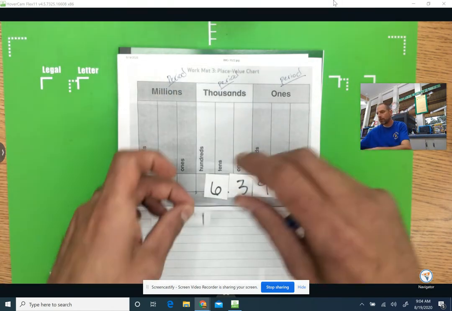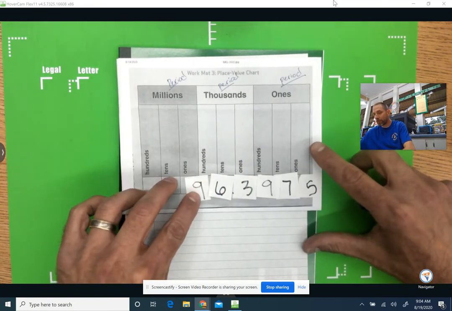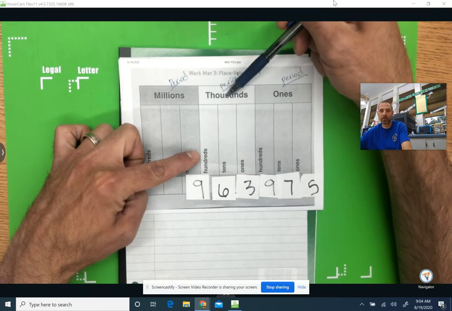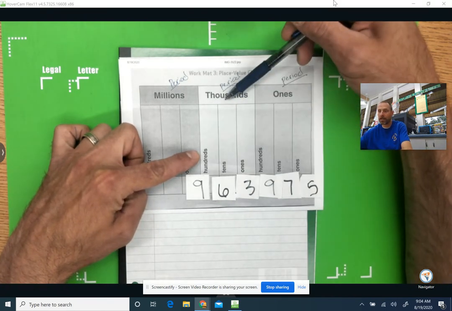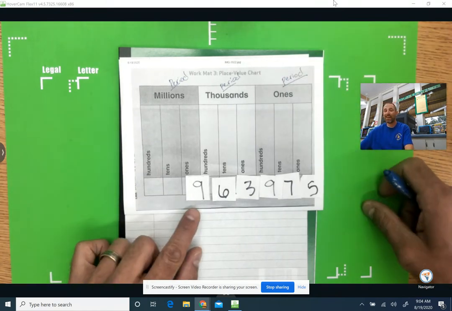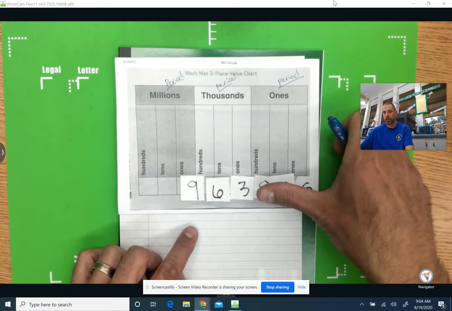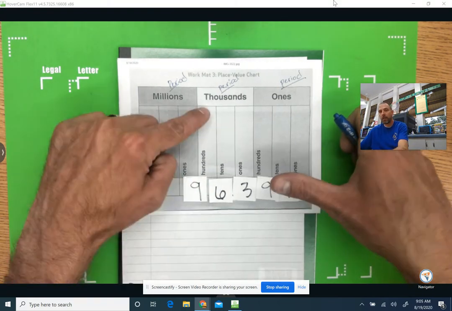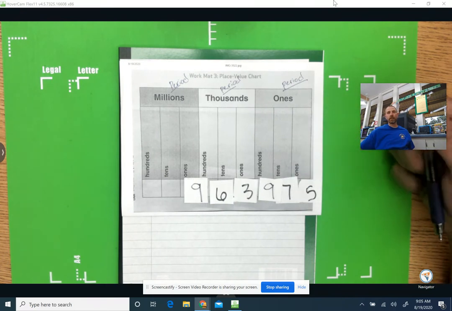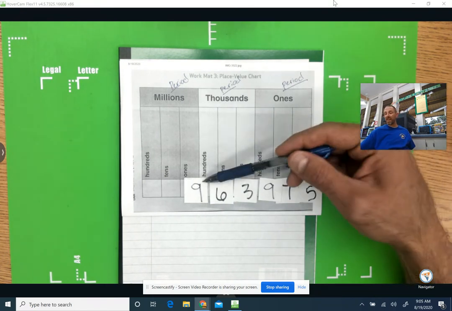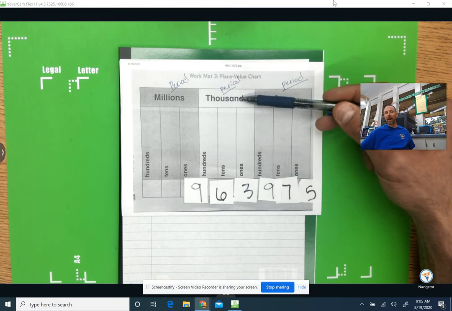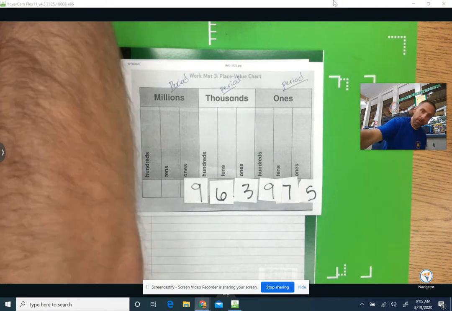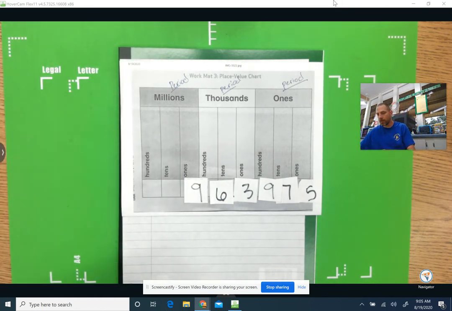All right. Add another digit. It's a large number. Now our largest digit is in the hundred thousands place. We're going to say 963, but don't forget to say the period name: 963,975. Now, what if we took a look at this number here?